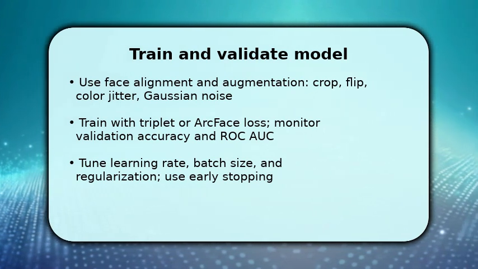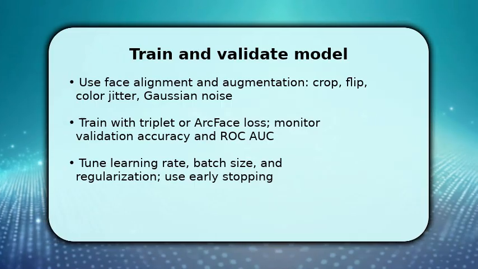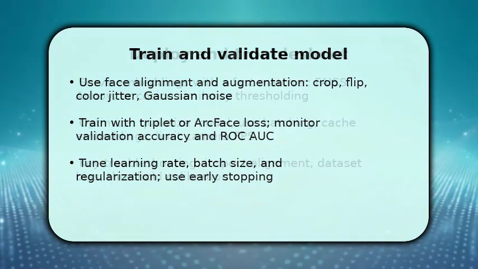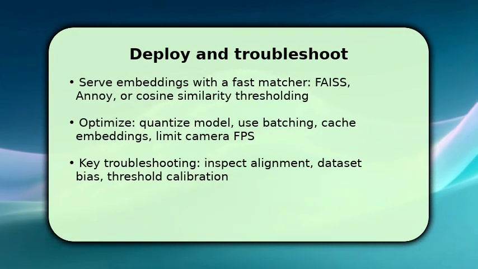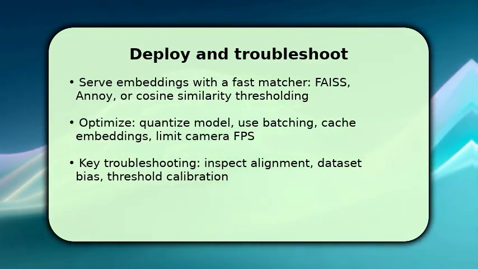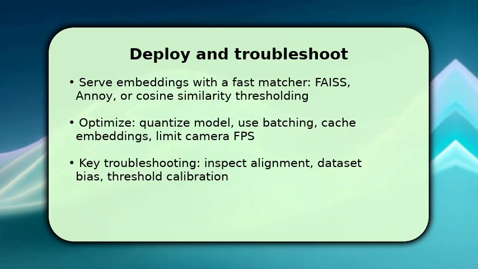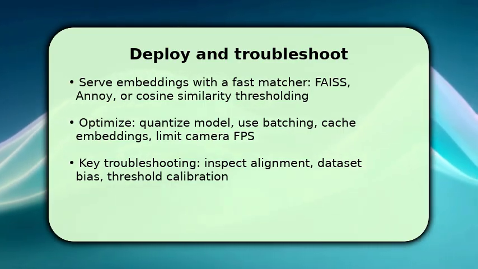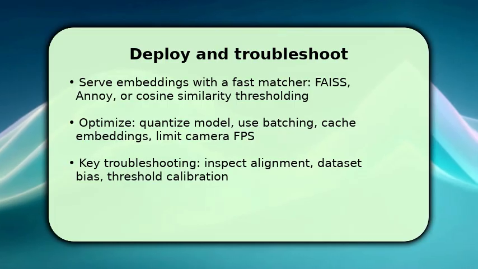Once validation stabilizes, you finish by deploying the model and building a reliable matching pipeline. Export embeddings and serve them with a fast nearest neighbor index like FAISS or ANNOY. Use cosine thresholds for acceptance and batch requests to cut latency. Optimize by quantizing the model, caching embeddings, and limiting camera FPS to reduce load.